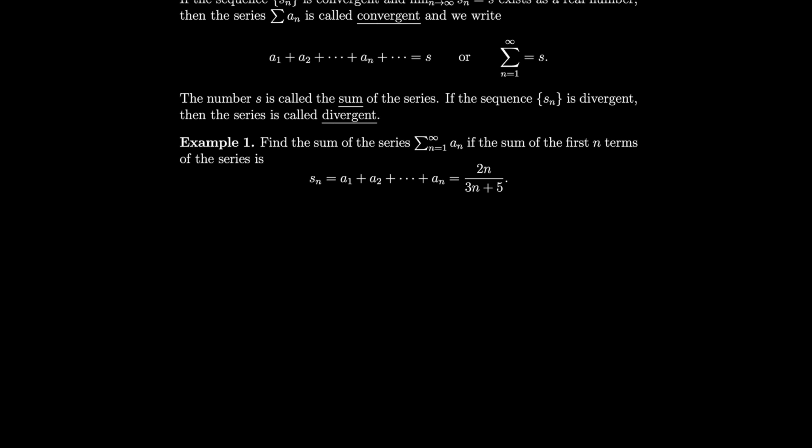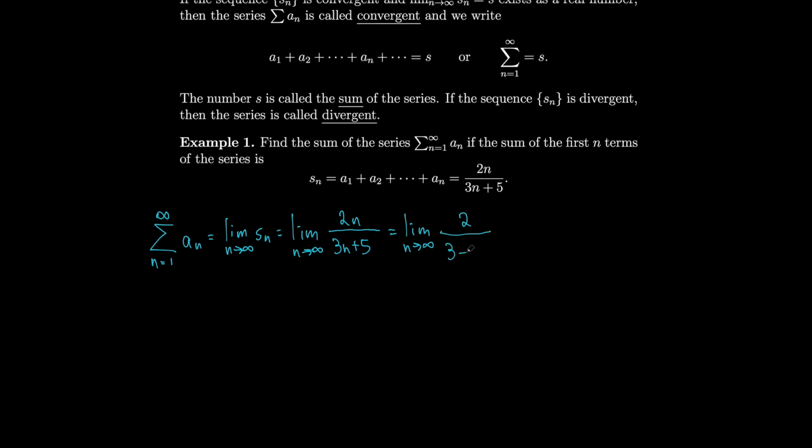So we don't even need to know what the actual series was in order to find its sum, if we are provided a formula for the partial sum like this. So by definition, the sum of our series from 1 to infinity of an will be the limit of all of these partial sums, which means it's the limit of the sequence of partial sums, 2n over 3n plus 5, and that's going to be the limit of 2 over 3 plus 5 over n, because we divide the numerator and denominator by n. And then the limit of 2 is 2, the limit of 3 is 3, the limit of 5 over n is just 0 because n is becoming arbitrarily large. So we get 2/3.